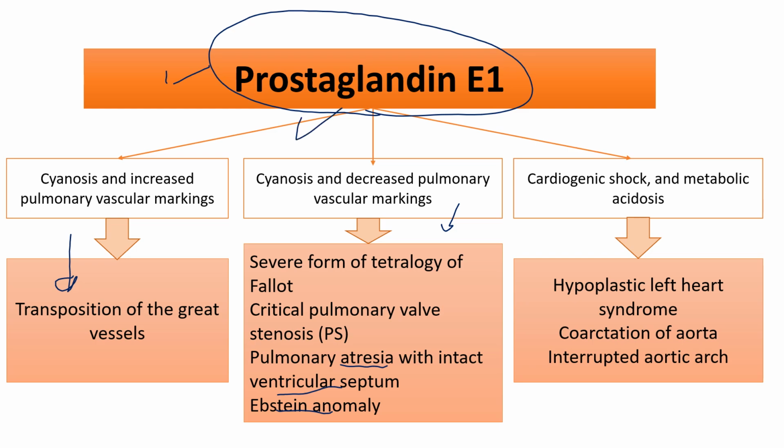Also, if you have a newborn presenting with signs of left-sided heart obstruction, presenting with cardiogenic shock and metabolic acidosis, for example, hypoplastic left heart syndrome, coarctation of aorta, interrupted aortic arch. The next step is to give prostaglandin to keep the ductus open.